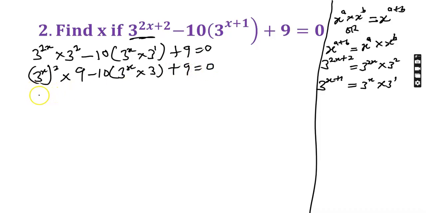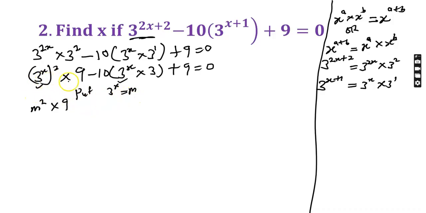So what you observe, you can see that I have 2 raised to the power x here, I have 2 raised to the power x here. So I will put 3 raised to the power x as, let me use letter m this time around. I can use p, I can use a, I can use whatever. So if I have m, this one will change to m squared times 9. That means anywhere I see 3 raised to the power x, I put it as m.